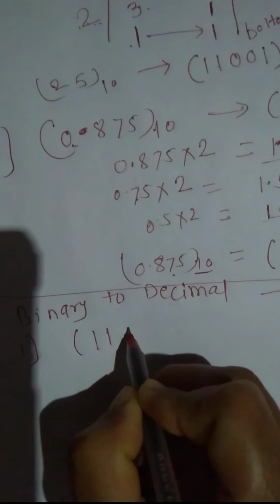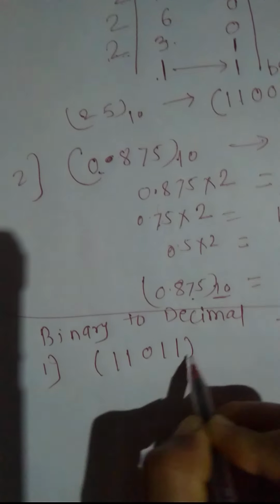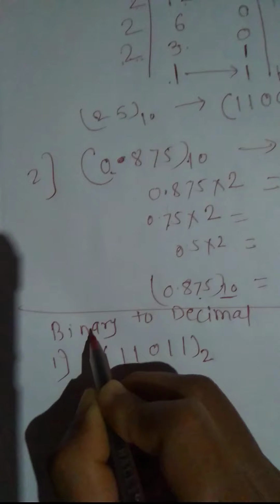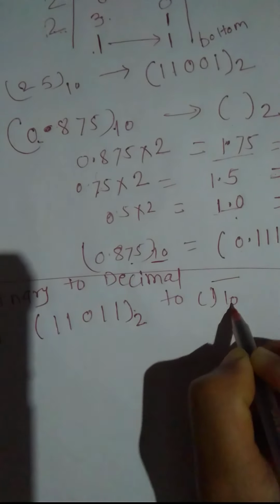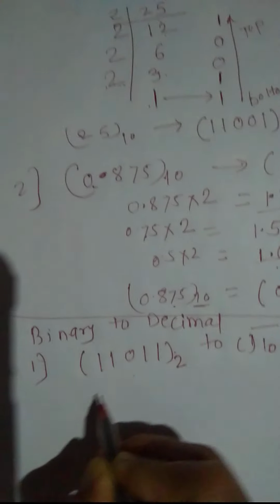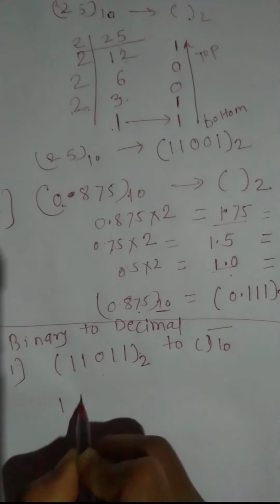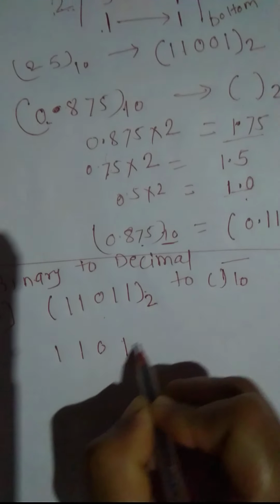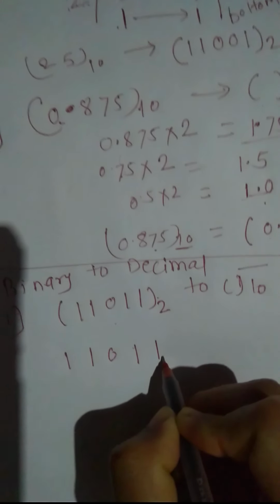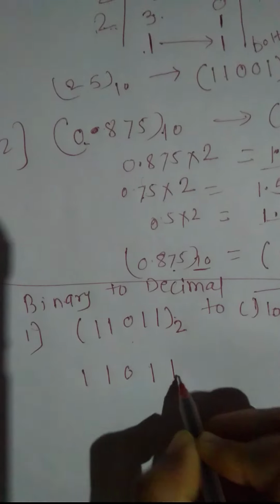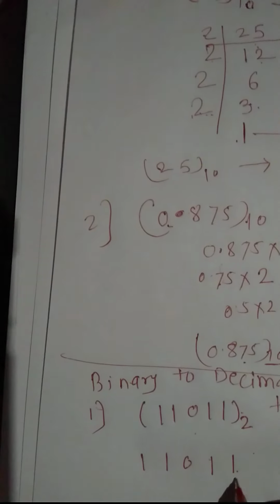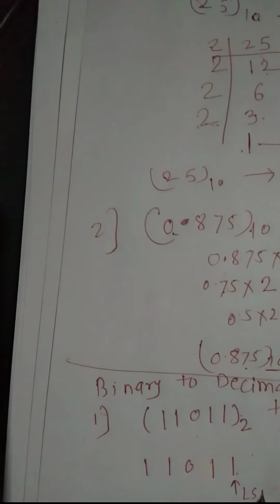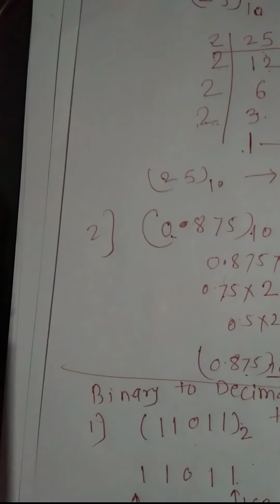First example, 11011, base is 2. So that conversion is binary to decimal, base is 10. So you have to write that number first: 11011. This is your number with weighted positions, here is the base point. So this is the LSB bit, the least significant bit, and this is the MSB bit.